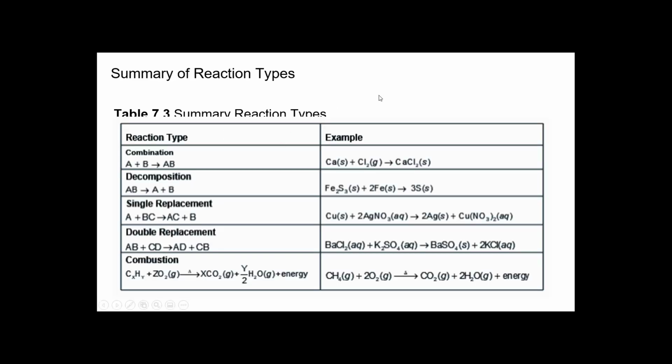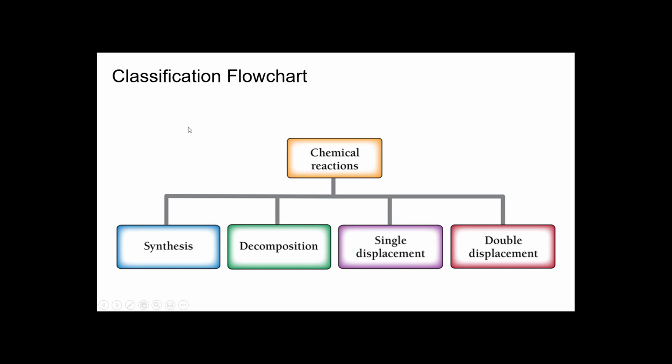And again, here is a chart to show what I just covered, the combination, decomposition, single replacement. I found one that had combustion on it. Don't pay attention to this 2 here. As you can see, we have it here, an example of it. I just wanted one to show a general equation of combustion. Okay, in the classification flow chart, synthesis, decomposition, single displacement, double displacement, and combustion is also another one that they don't have listed on here for some reason.